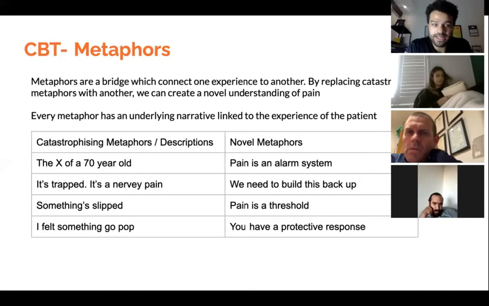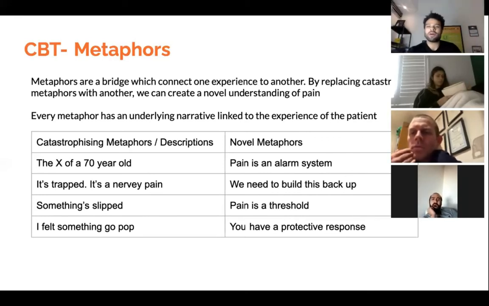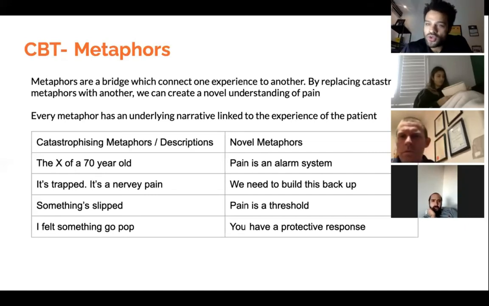Anti-aging is not a possibility. If something's trapped, it's unlikely that the patient knows how to get it out. Something slipped, same again. I felt something go pop. They're using structural ideas. They're asking you to help them a lot of the time to put it back into place, to untrap it, anything like that. It's very important that we do our best not to play into these metaphors. We don't want to say that I've released that nerve or I've popped that back into place. Not that we would, but just in case.